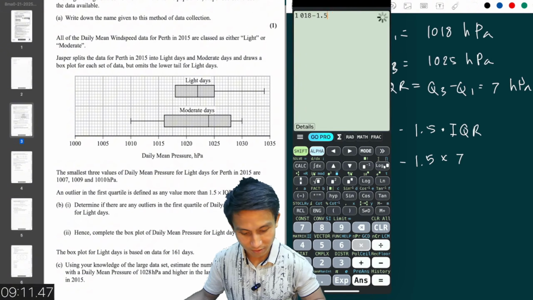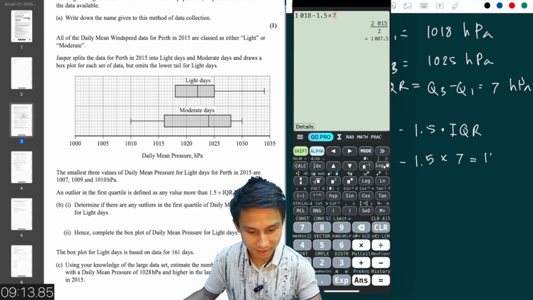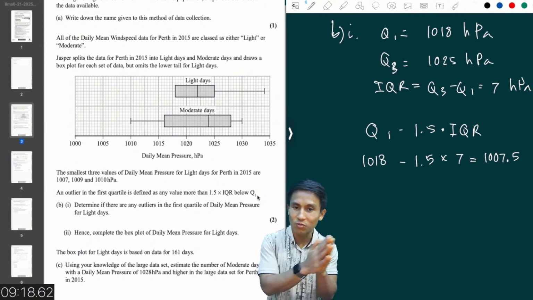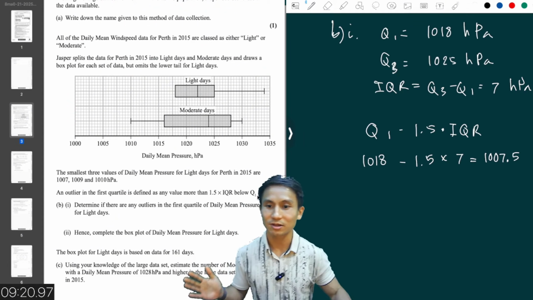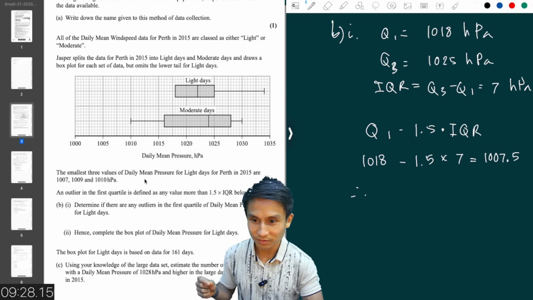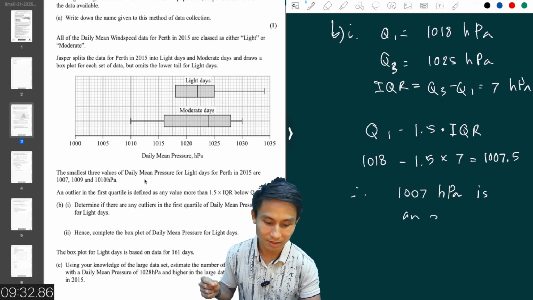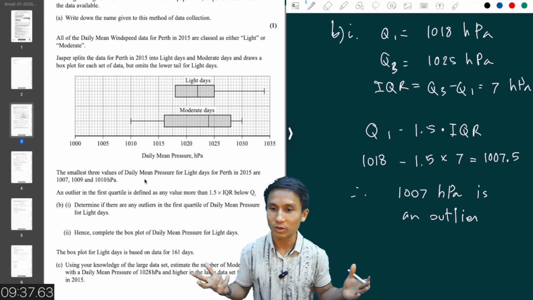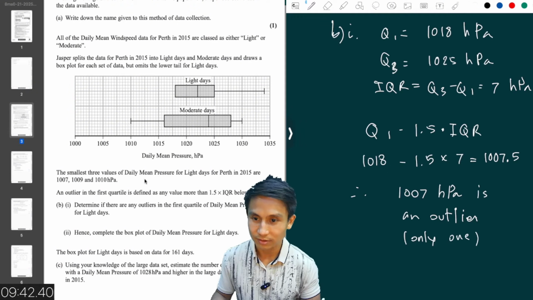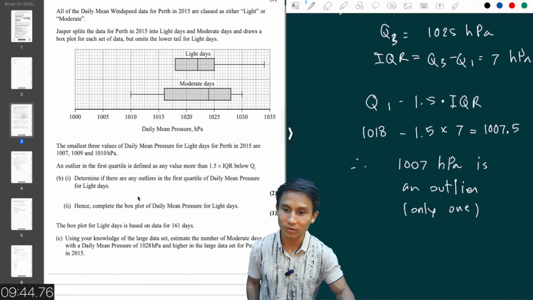1018 minus 1.5 times 7. That is 1007.5. So this is the critical value below which we have outliers. That means 1007 would be the outlier. Yep. Therefore, 1007 hectopascal is an outlier here. And the only one. Yeah, only one, right? For the lower tail there.